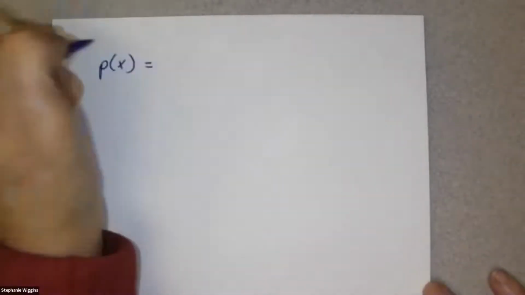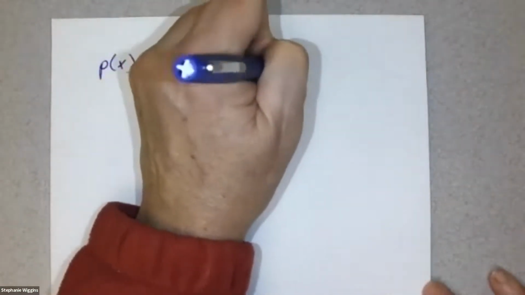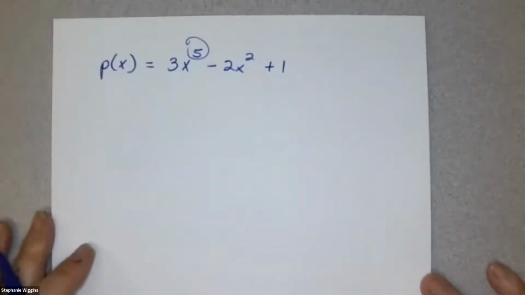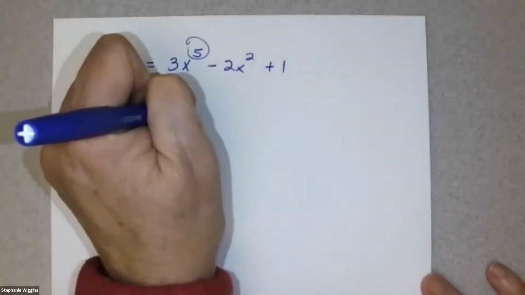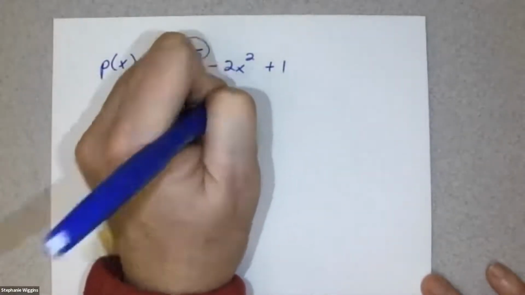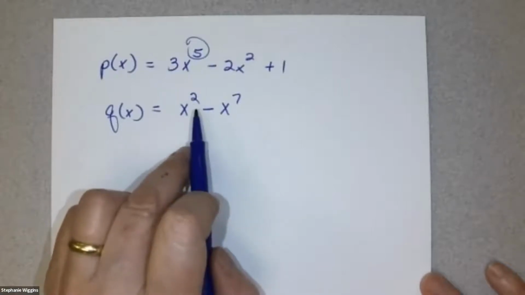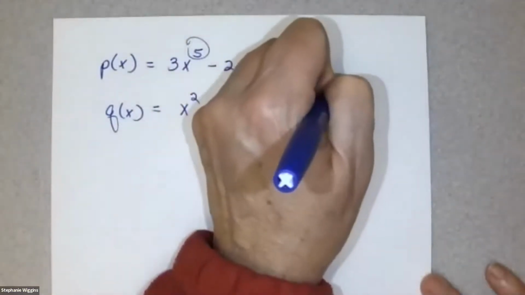So I think there were some problems in the homework like this. Basically, a polynomial looks like P of x equals 3x to the 5th minus 2x squared plus 1, something like that, right? The highest power on x is the degree. So be careful if it's something like x squared minus x to the 7th, okay? Even though this is in front, this is not written in the proper order. So the degree is the highest power. So 7 is the degree, okay?